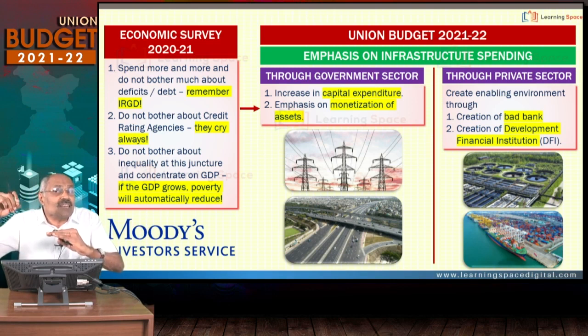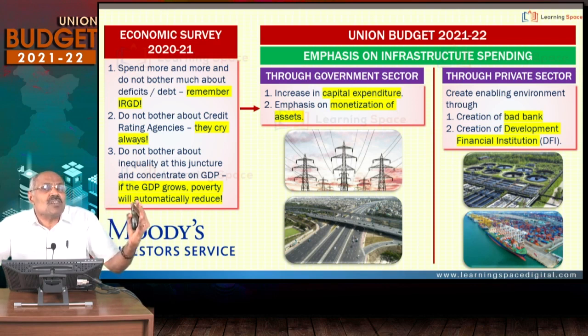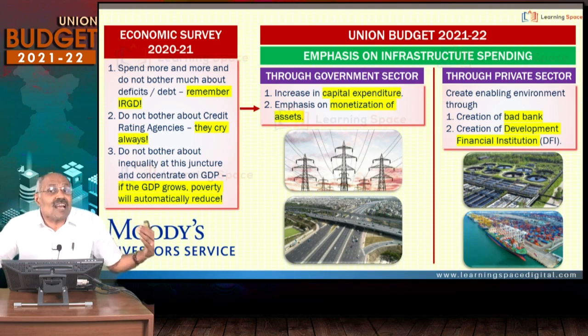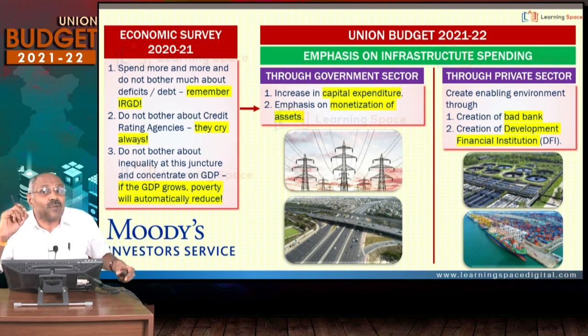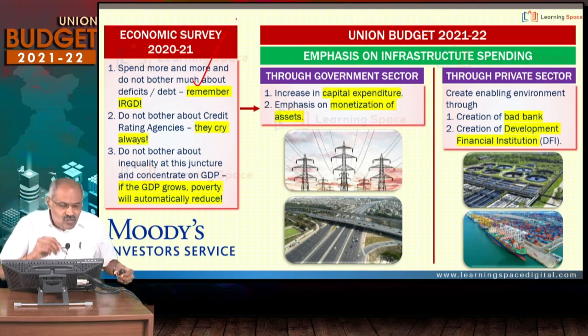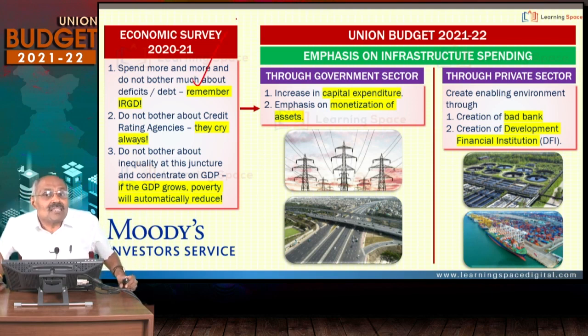That means in 21-22, the economy is expected to grow at 11% and the nominal GDP growth rate is expected to be around 15% or so. Don't bother about bursting the fiscal deficit. And if required, you burst the fiscal deficit. Don't bother about debt because if our growth rates are higher than the interest rate, debt sustainability is not a problem. That is the first message given by the Economic Survey.